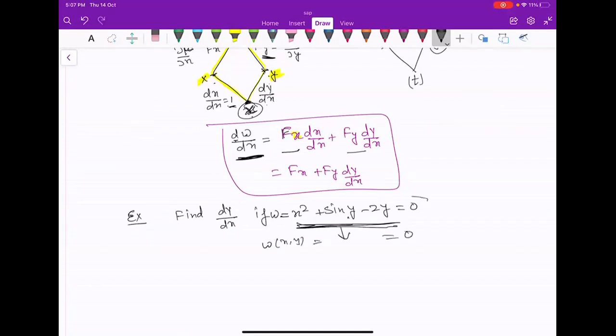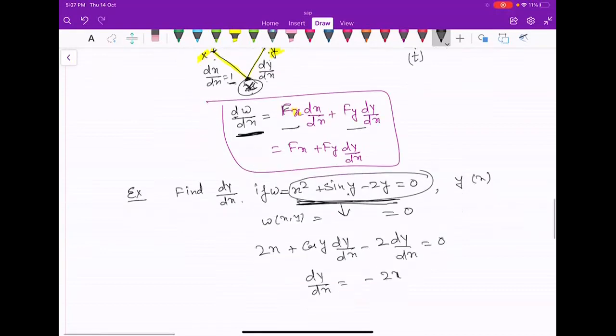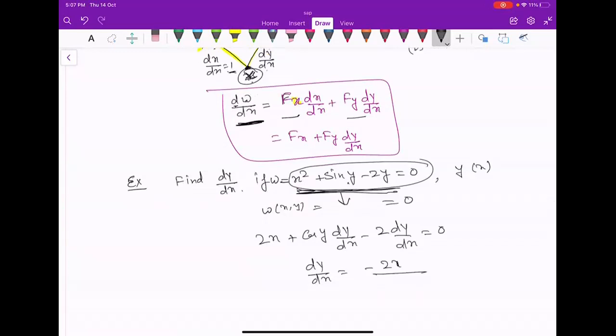So ultimately we are saying, and we have to compute dy dx, so it is given y is the function of x. So in this case what you will do, 2x, same as you have done in your 12th class, this type of question you have already done, cos y dy dx minus 2 dy dx equal to 0. One procedure is what that you have done in your 12th class. So dy dx is equal to what? Minus 2x upon cos y minus 2.